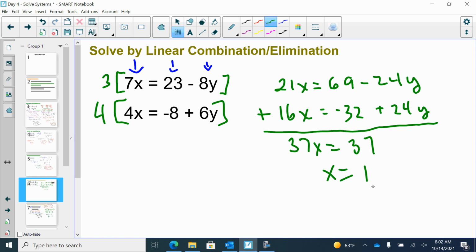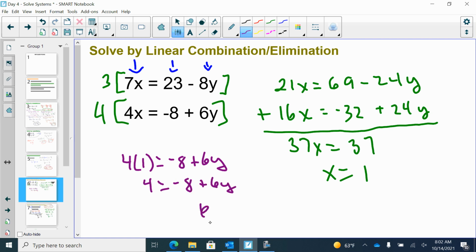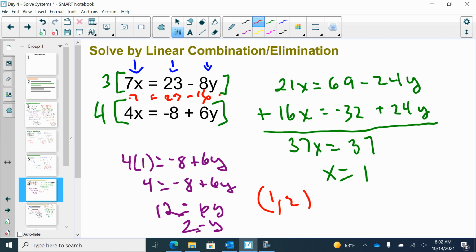That's easy enough. Let's take that 1. It doesn't matter which one we plug it into. Let's plug it into the bottom. So I got 4 times 1 is negative 8 plus 6y. 4 is negative 8 plus 6y. 6y is 12. y is 2. So I have my answer as (1, 2). Quick plug it in. 7 is 23 minus 16. That works. 4 is negative 8 plus 12. That works.